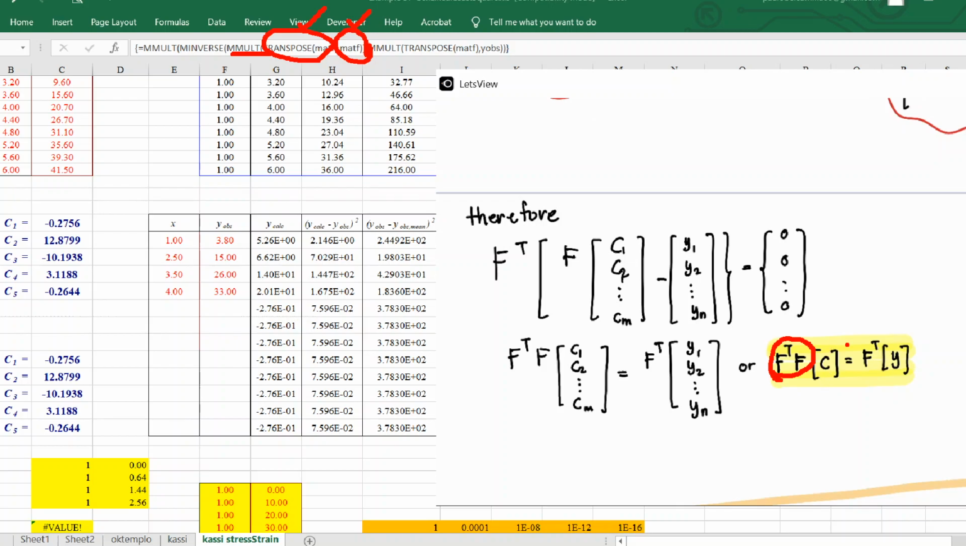Okay, and then since the unknown coefficient C matrix is here, therefore we will have to divide by this encircled matrix here, which means the inverse. So that's why we're finding the inverse of this F transpose F. And then after finding the inverse, we will again multiply that with the transpose and the observed Y values, which is this one. So that's why I teach this general approach in matrix form.